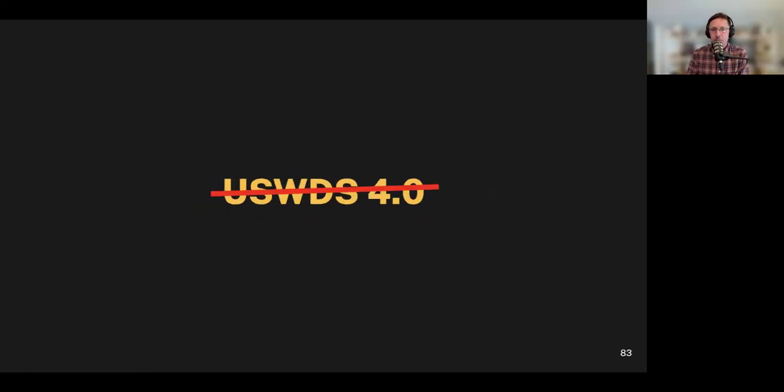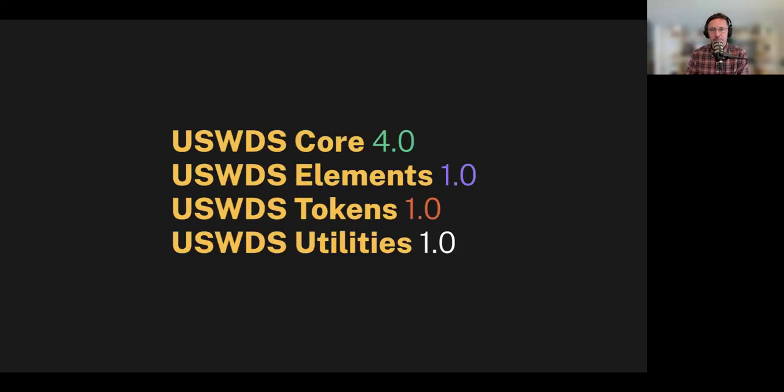Slide 83. So what is USWDS 4.0? The simple answer is that there will be no USWDS 4.0, at least nothing called USWDS 4.0. Slide 84. Instead of USWDS 4.0, we're introducing this new model of USWDS as interrelated products. USWDS Core 4.0. The next version after USWDS 3.x, the core HTML and CSS that powers our components.